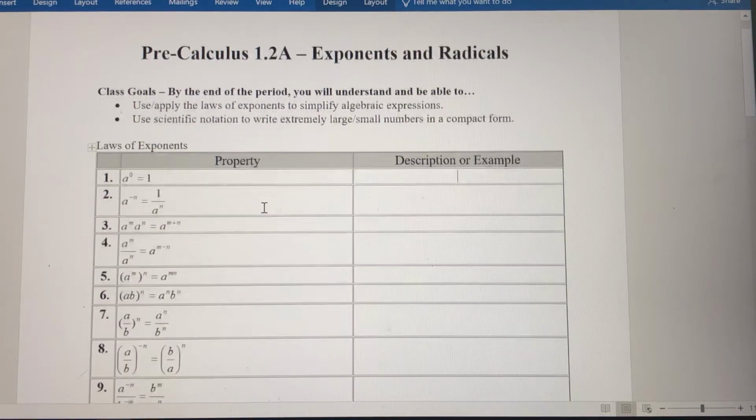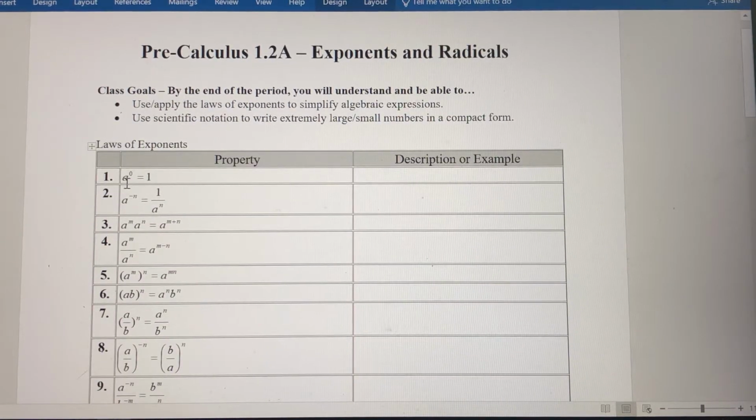So first property, any term to the zero power is always going to be equal to 1, no matter how complicated A may be. If it's all to the zero power, then the answer is going to be 1. So as an example, let's say I've got 7x, and 7x is being raised to the zero power. Again, anything to the zero power is going to have a value of 1.